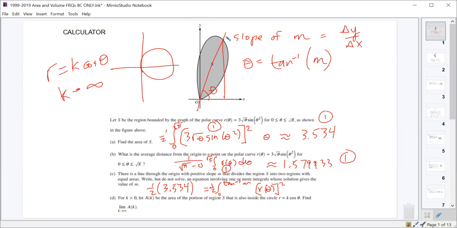So if we are looking for the area of S that is also inside this circle, as k goes towards infinity, this circle is going to take up all of the area in the first quadrant, meaning that all the area we're looking for is whatever part of S is in the first quadrant. So the area of S in the first quadrant ought to be 1/2 the integral from 0 to pi over 2 of r of theta squared d theta, which should come out to be 3.324.